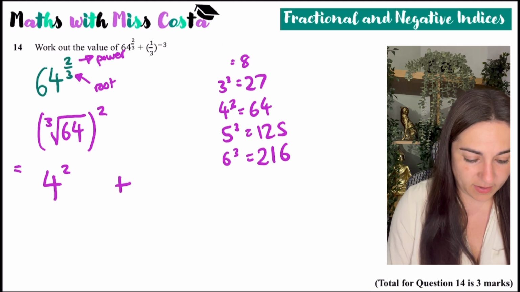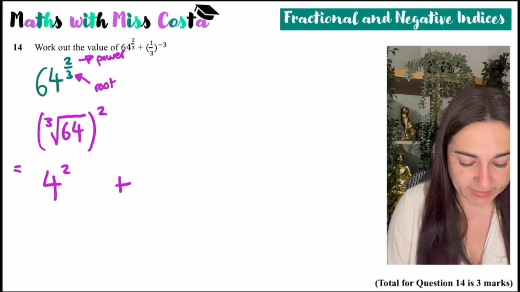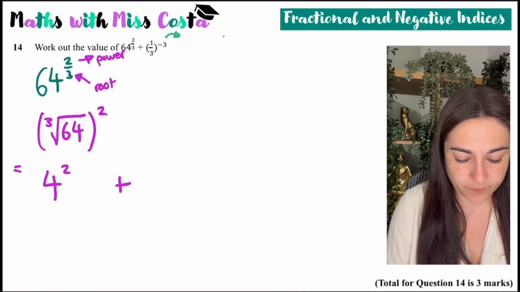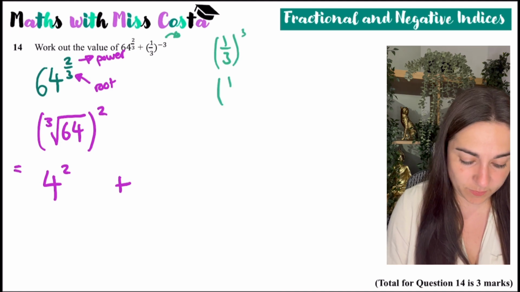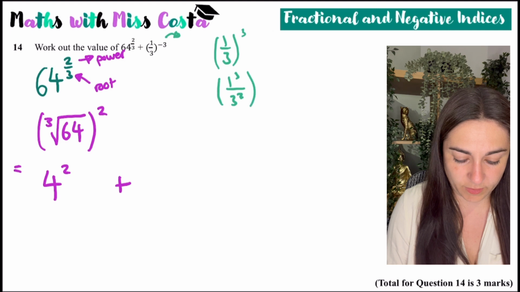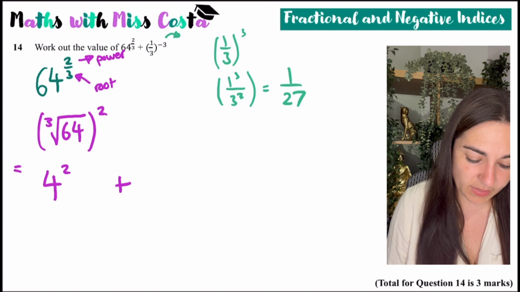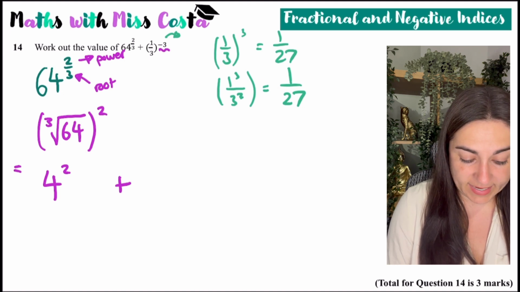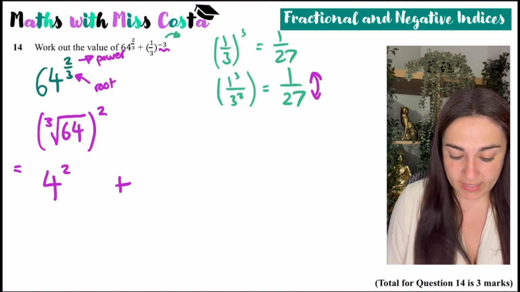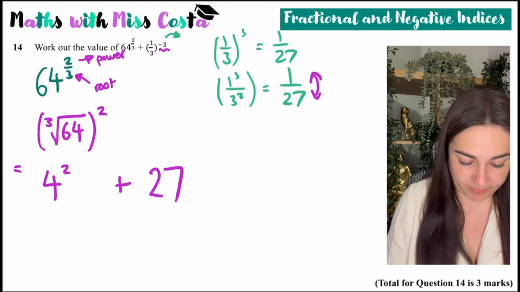So remember that the negative index means it's the reciprocal. So that is the reciprocal of 1/3 cubed. So what's 1/3 cubed? Well, 1/3 cubed would be 1 cubed over 3 cubed, which is 1 over 27. Therefore, if 1/3 cubed is 1 over 27, 1/3 to the power of negative 3 is going to be the reciprocal, and reciprocal means you flip it. So that would be 27.